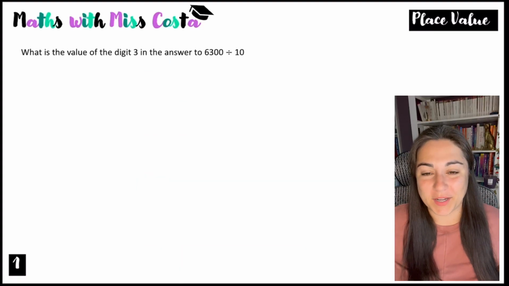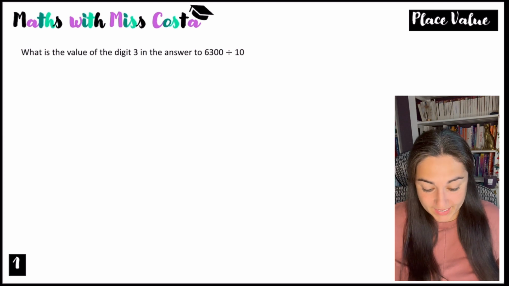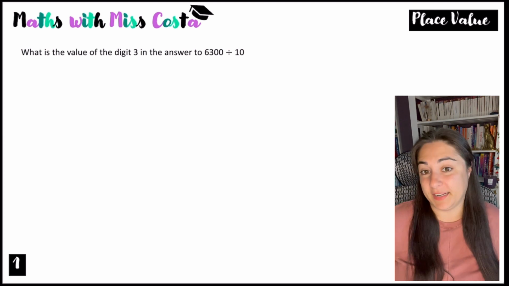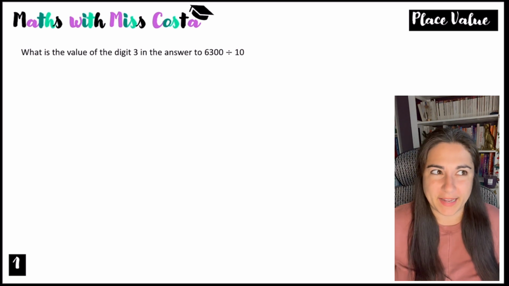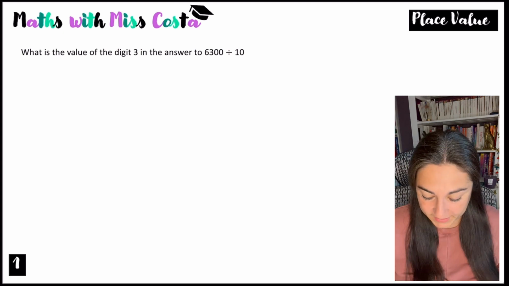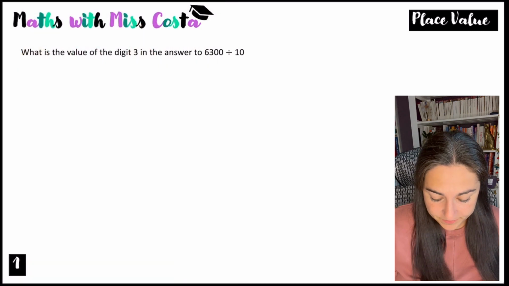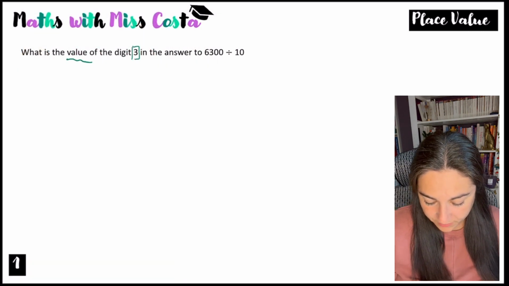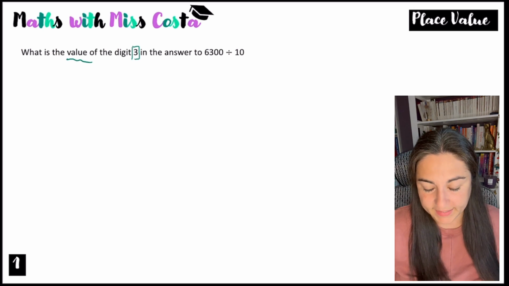Okay, so next we've got number. Here I'm being given a place value question, and place value just means what is the value of the digit and the position it is in the whole number. So here, what is the value of the digit 3 in the answer to 6,300 divided by 10?